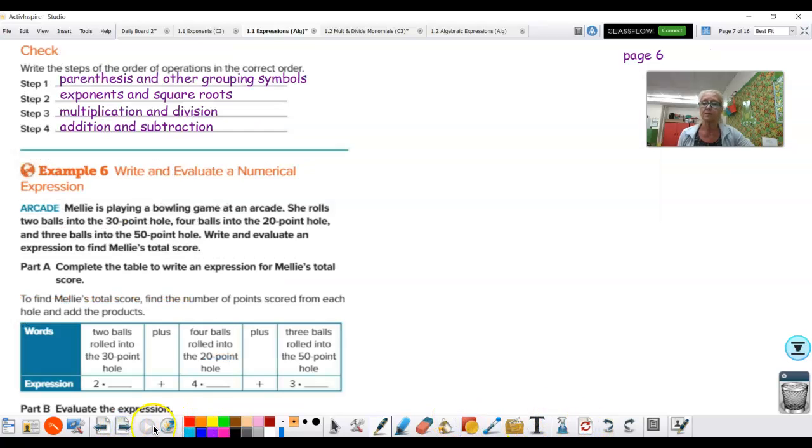Next page. On the check, they want you to write the order of operations. I typed it in because my handwriting with this is atrocious. Step 1, parentheses and other grouping symbols. Step 2, exponents and square roots. Step 3, multiplication and division. And step 4, addition and subtraction. If you need to write those down, feel free to pause the video.